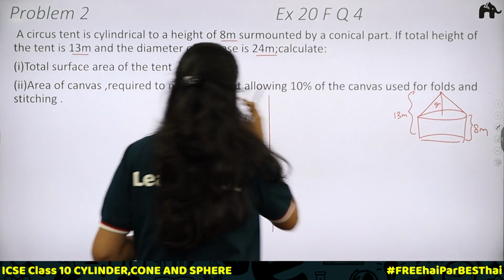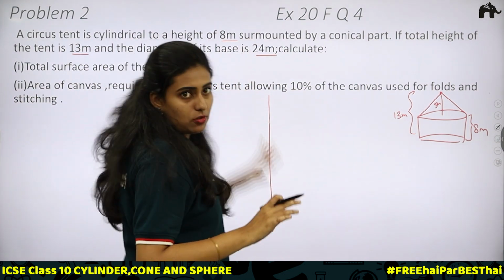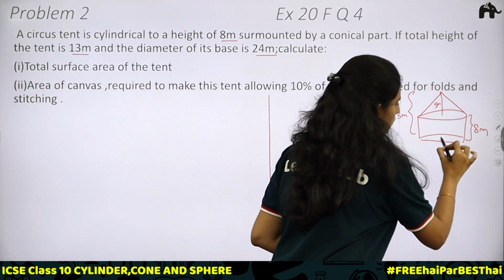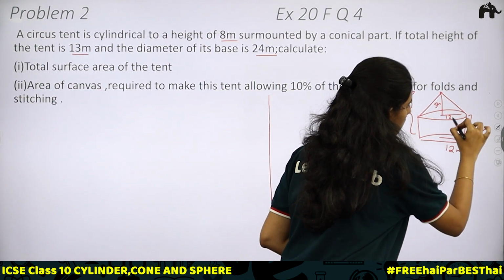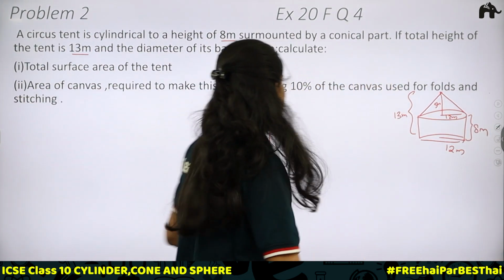Okay. Diameter of its base is 24 meter. Therefore, radius will be 12 meter. Here again, the radius of the conical part will also be equal to 12 meter.